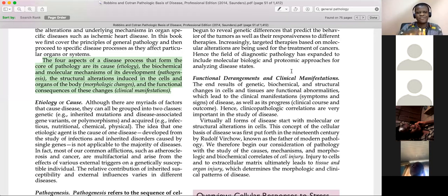Then the last aspect of disease is the clinical manifestation. In clinical manifestation, what we are interested in is that now that the disease has been established, how does it present clinically? For instance, what are the symptoms that the patient will suffer from when these changes arise? Look at the reason why you are at home, coronavirus. What do you think is the clinical manifestation of the disease?